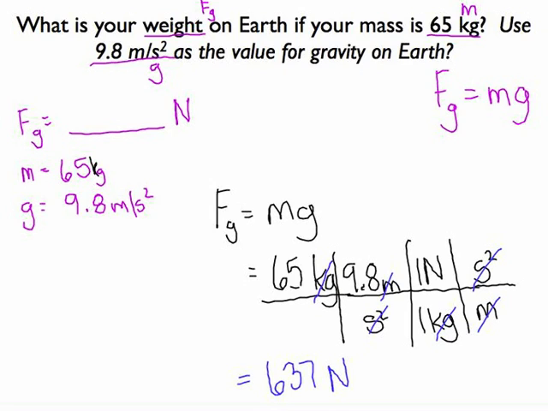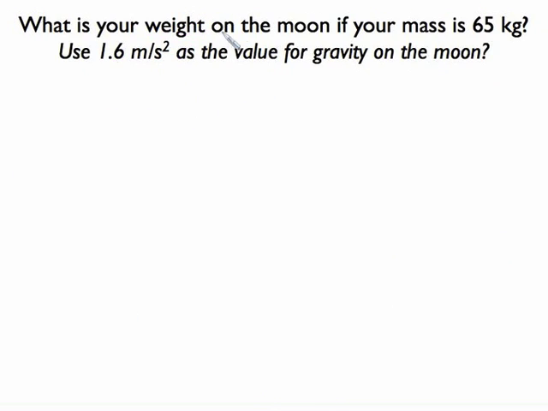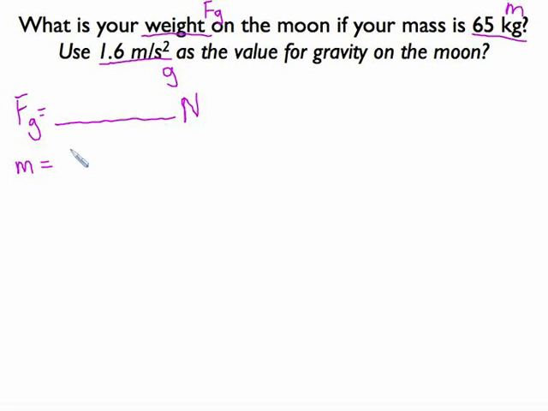Now let's try and see what we would weigh on the moon. This problem says, what is your weight on the moon? Your weight is your force due to gravity. On the moon, if your mass is 65 kilograms, you want to use 1.6 meters per second squared as your g. So the things that we know: we do not know Fg, that's what we want. Its units will be in newtons. We do know that our mass is 65 kilograms, and our gravity is 1.6.